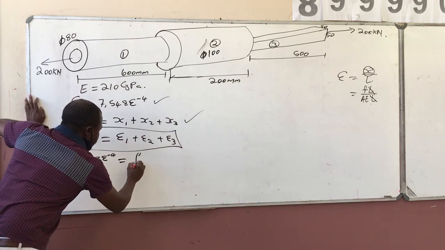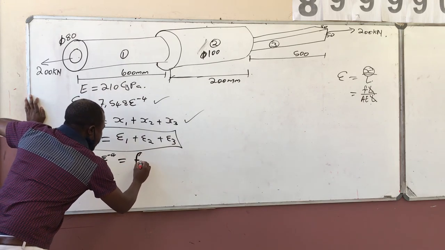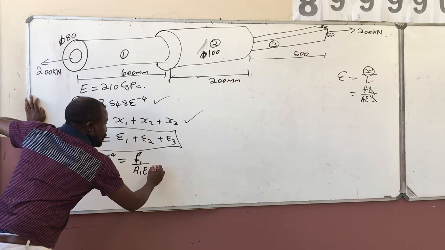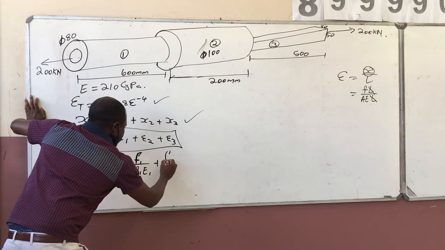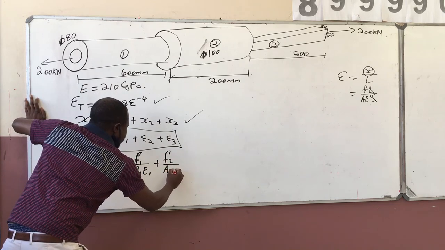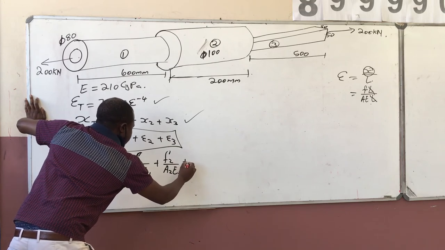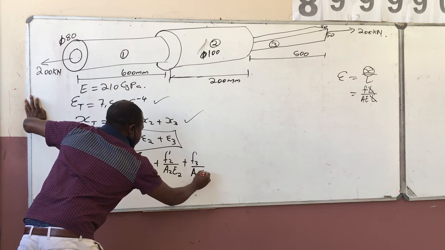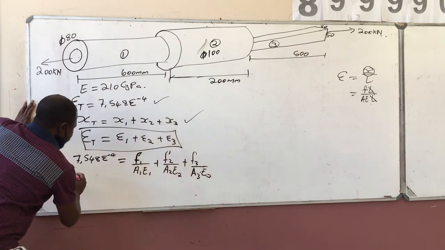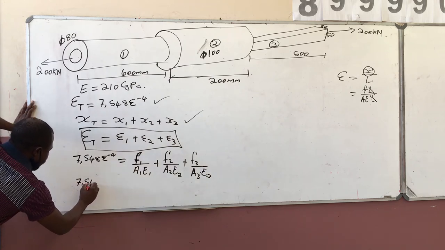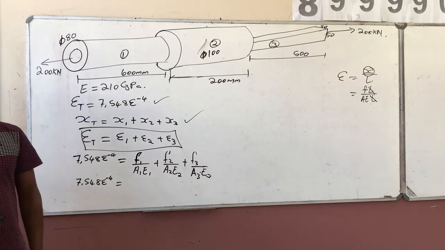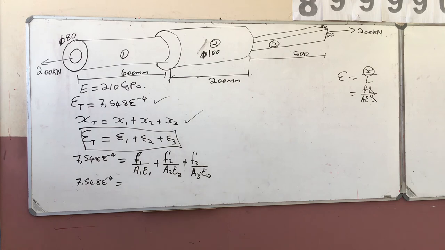I can say F1 over area 1, E1, plus F2 over area 2, E2, plus F3 over area 3 times E3. So when you carry on, 7.548 exponent negative 4 is equals to. What do you know about F? F, they are equal, eh? Yeah. F applied is equal.